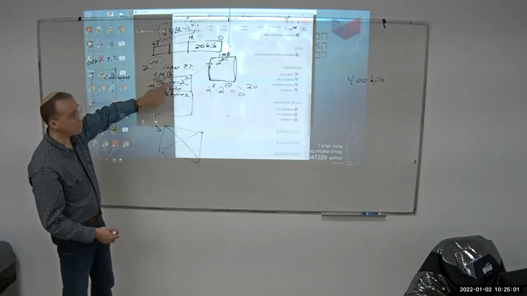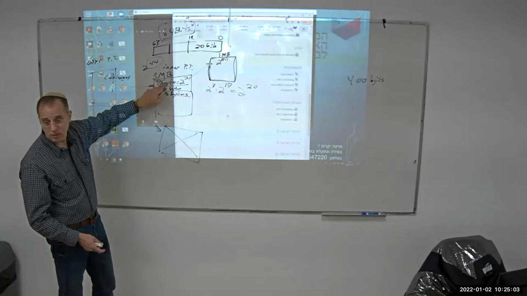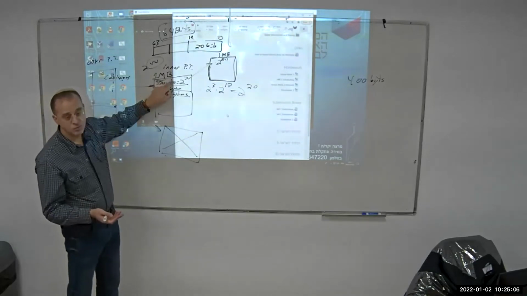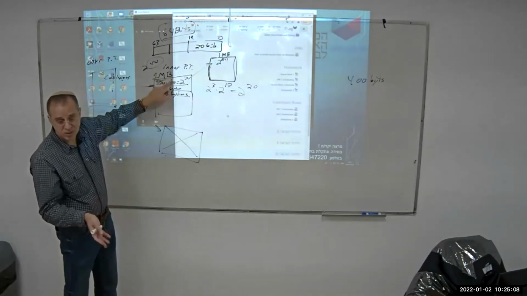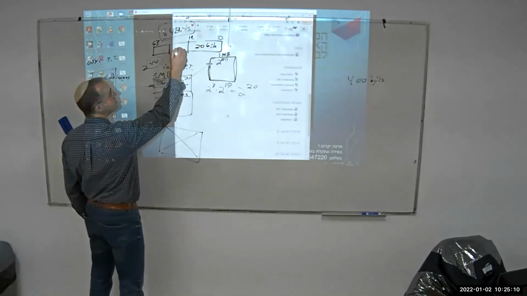How many bits, how many rows do I have here? 17. I have 2 to the 17th rows. I need 17 bits, so this is going to be 17 bits.